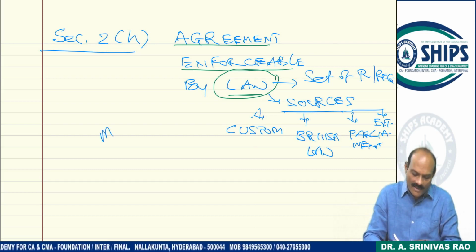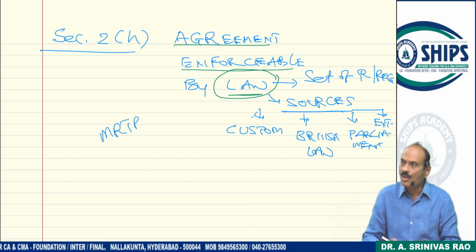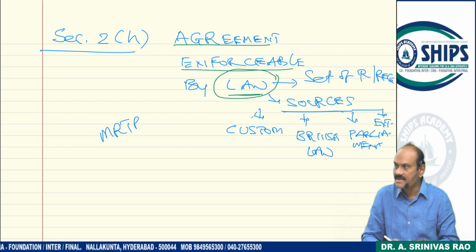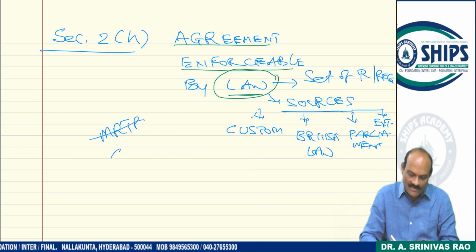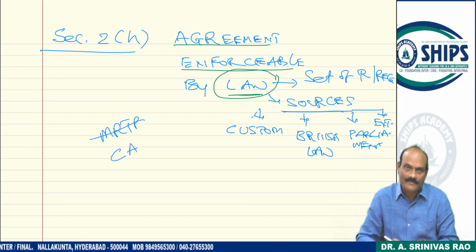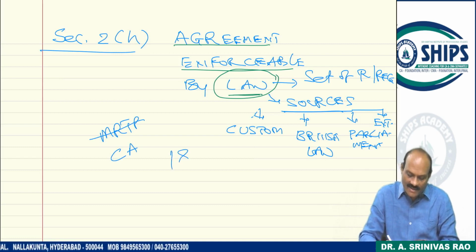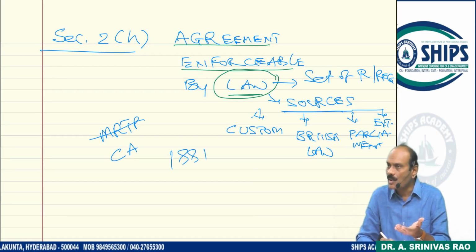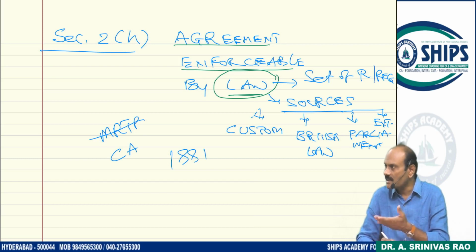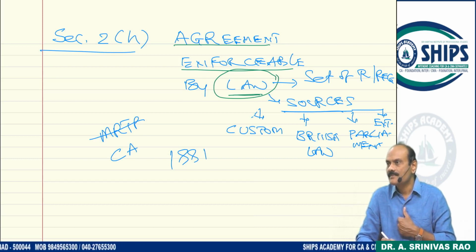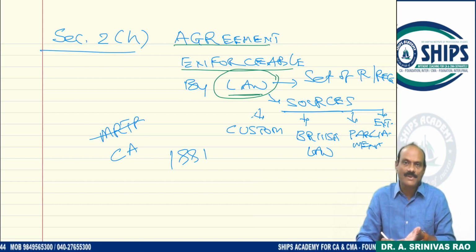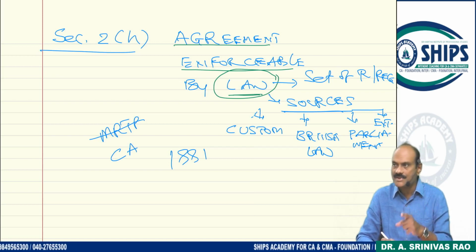Earlier we got the MRTP, Monopolies and Restrictive Trade Practices Act. Now it is replaced with the Competition Act, because since 1991 there are no monopolistic practices in India after the liberalization policy. Then how is MRTP applicable today? According to change, we have to change.